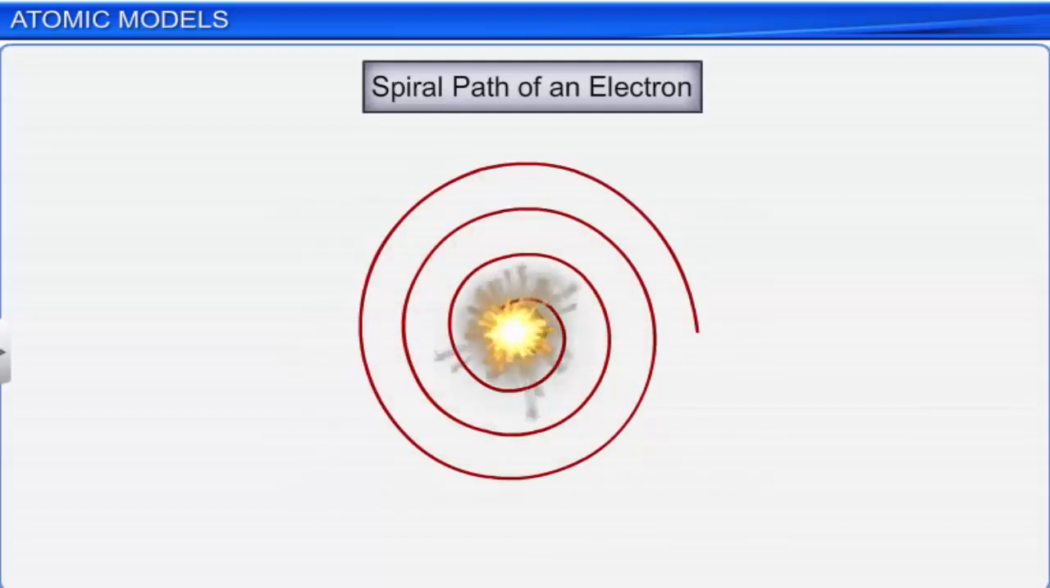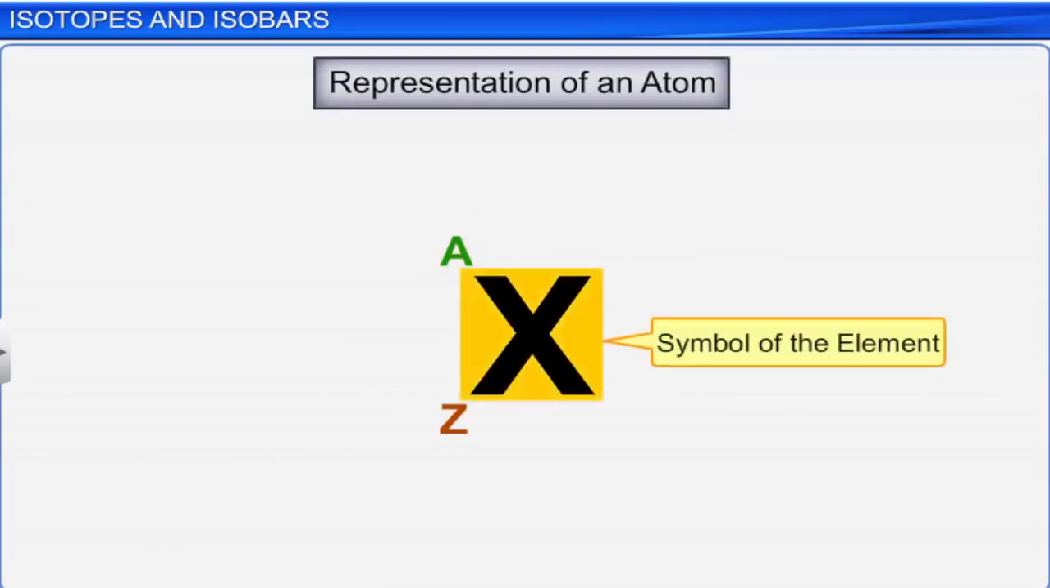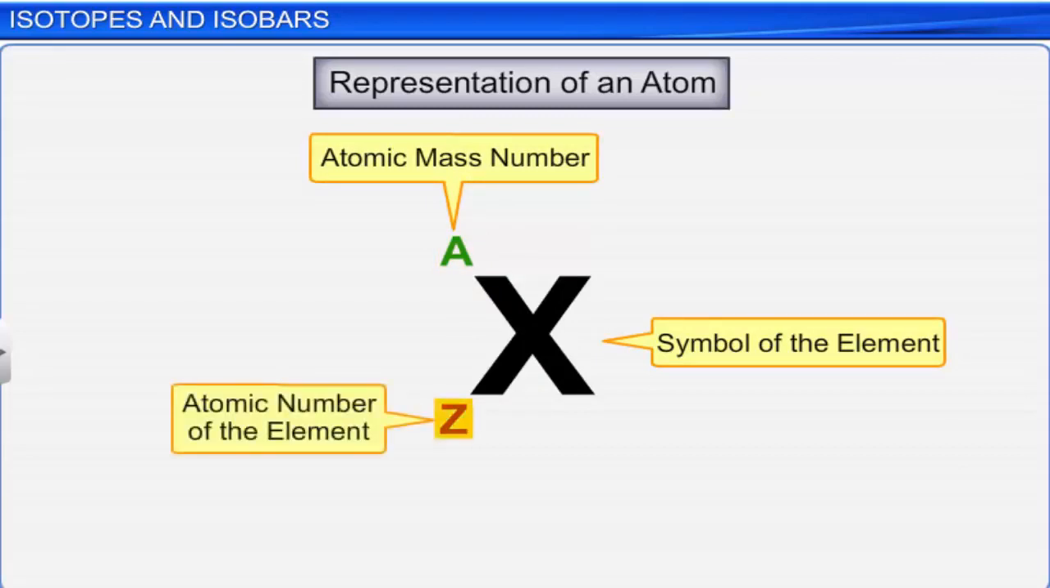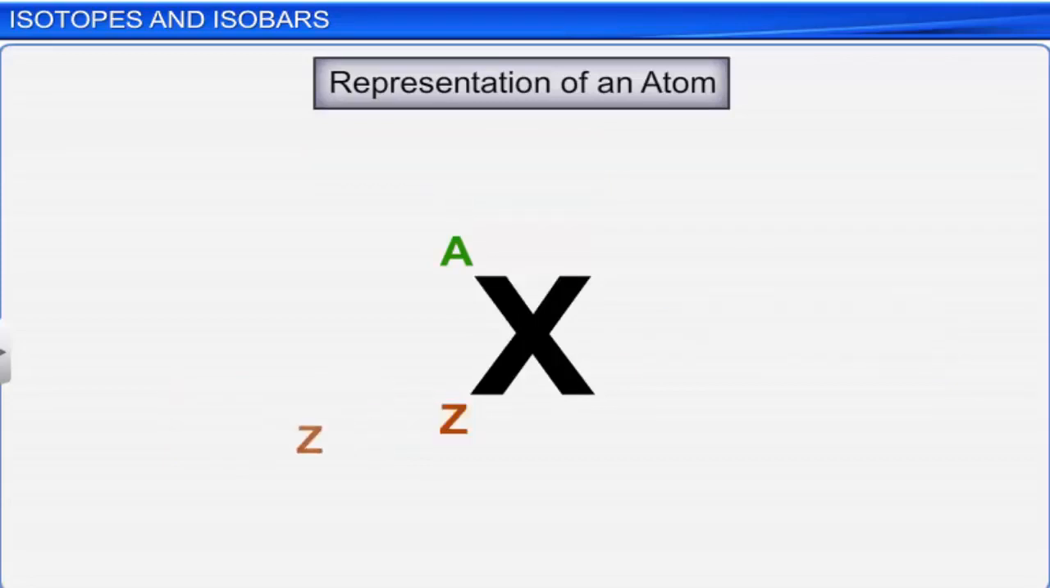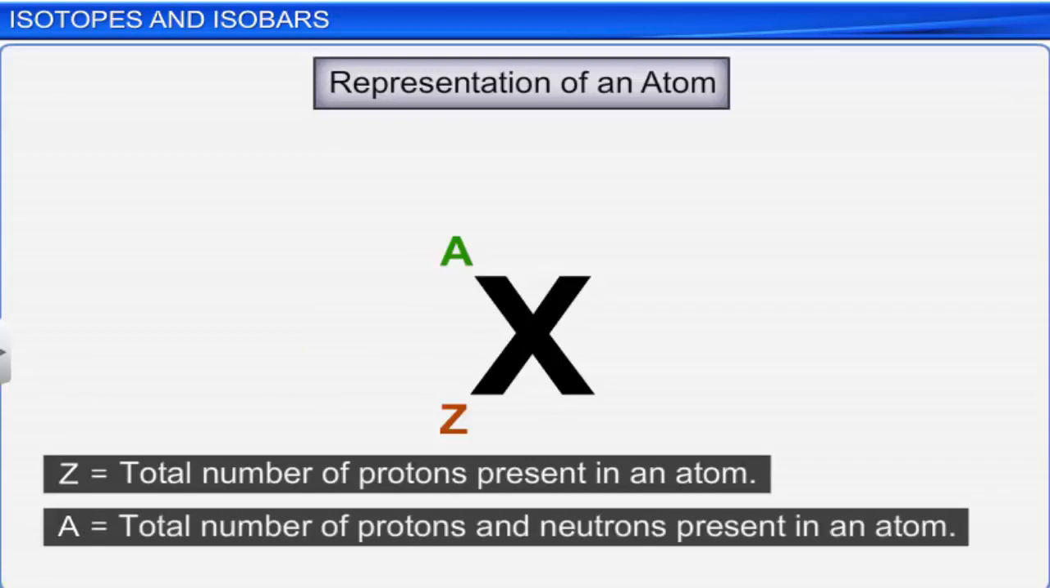The composition of an atom can be represented symbolically as ZXA, as shown here. The symbol X represents the symbol of the element. The superscript A on the left-hand side of X represents the atomic mass number, and the subscript Z on the left-hand side represents the atomic number of the element. As you have learnt before, atomic number Z gives the total number of protons present in an atom, while the atomic mass number gives the total number of protons and neutrons present in that atom.